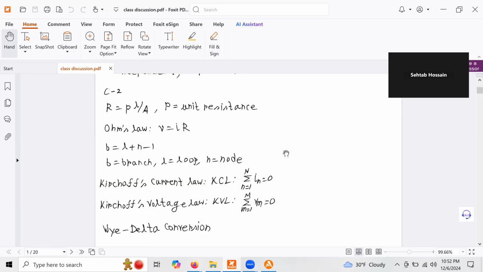And for branch, loop, and node: a branch means a device which has 2 terminals. A loop is a closed path. A node is a point in a circuit. So B will be equal to L plus N minus 1.